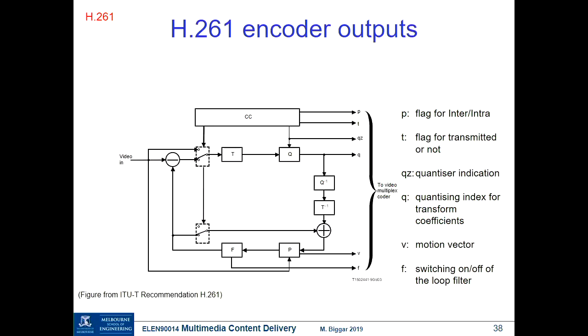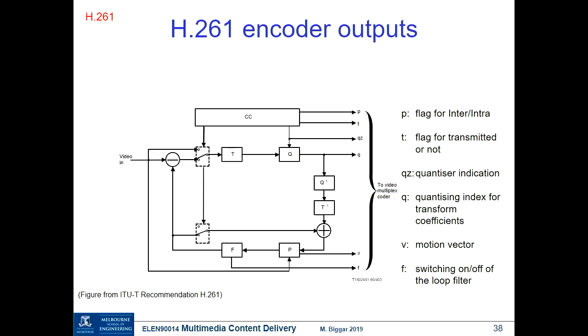And then the coding control is the one that makes the decision about whether to include it. Here I've just listed what the outputs are. No surprises, I don't think, but let's just go through them quickly. So the P is just a flag to tell us whether we are encoding interframe, so differences between frames, or intra-frame, just within the frame. Is that terminology okay? Yep.